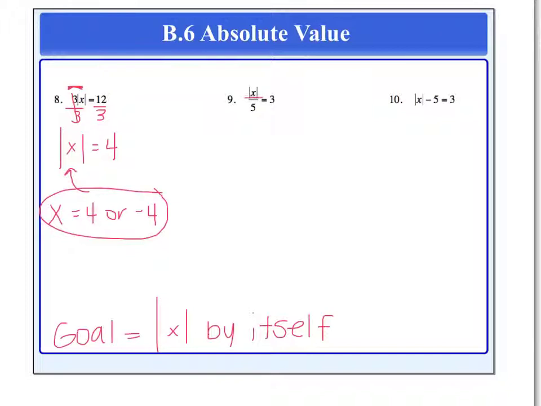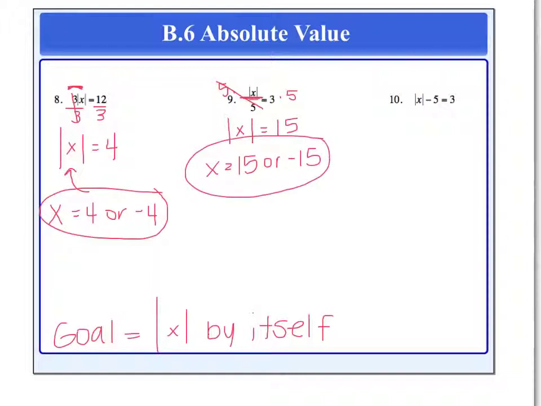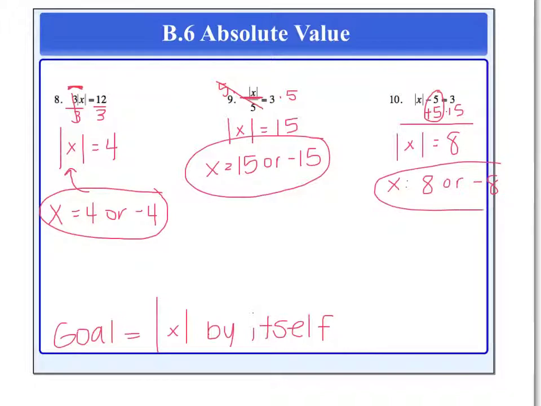Now here, when we have divided by 5, to undo that, we're going to multiply by 5. Here, we're going to be left with the absolute value of x equaling 15. So I could say x equals positive 15, or x equals negative 15. Again, we're still stuck on the fact that they're opposites. Our goal on this next one, to get absolute value of x by itself, in order to do that, we're going to have to add 5 to each side, and we'll be left with the absolute value of x equaling 8. So in this case, x could equal 8, or x could equal negative 8.